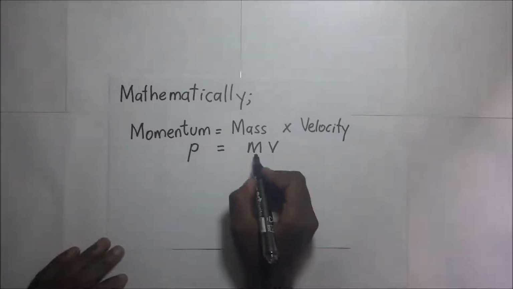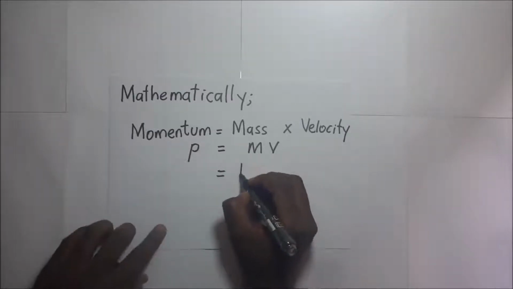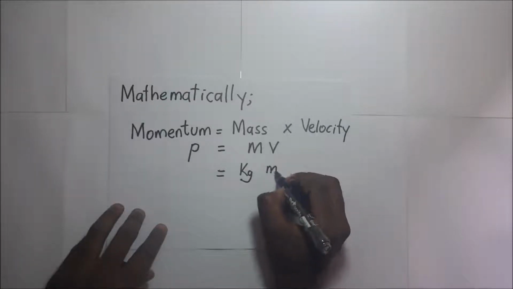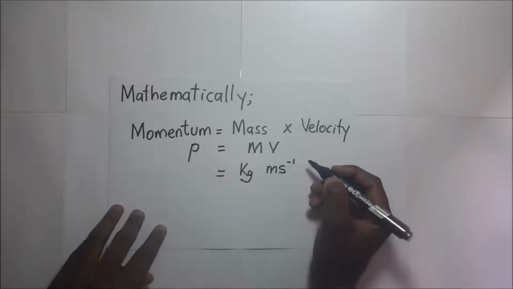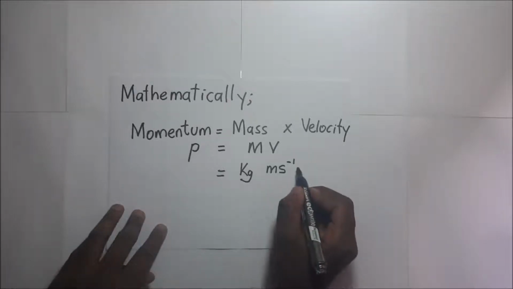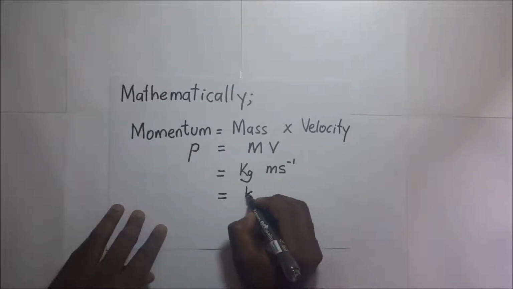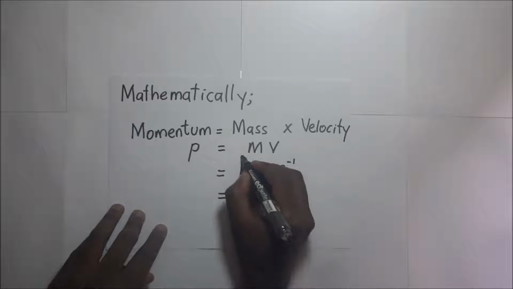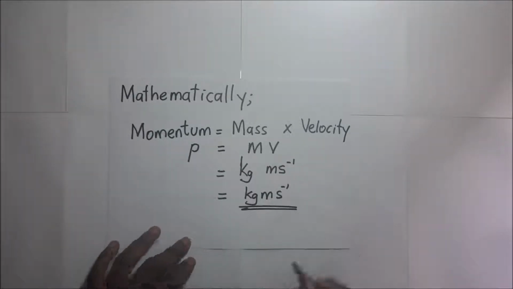Now we all know that the SI unit for mass is kilograms, and the SI unit for velocity is meters per second, m s^-1. So it means that the SI unit for momentum is kilogram meters per second. This is the SI unit for momentum.